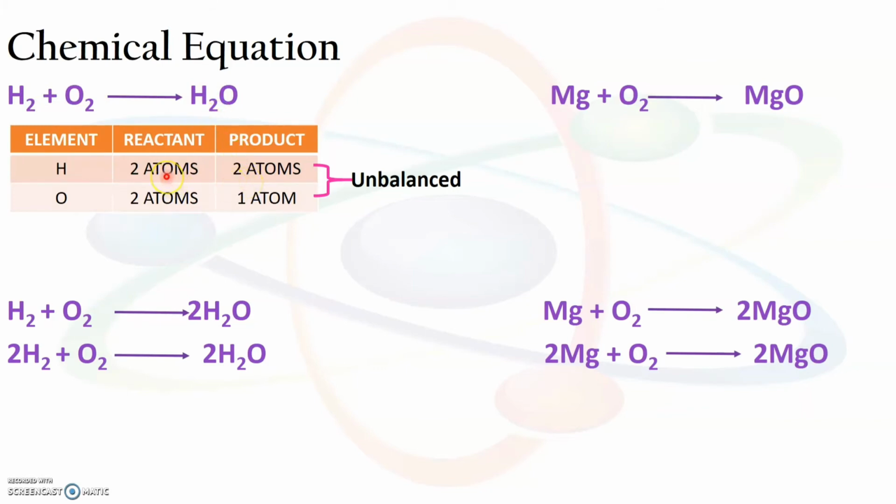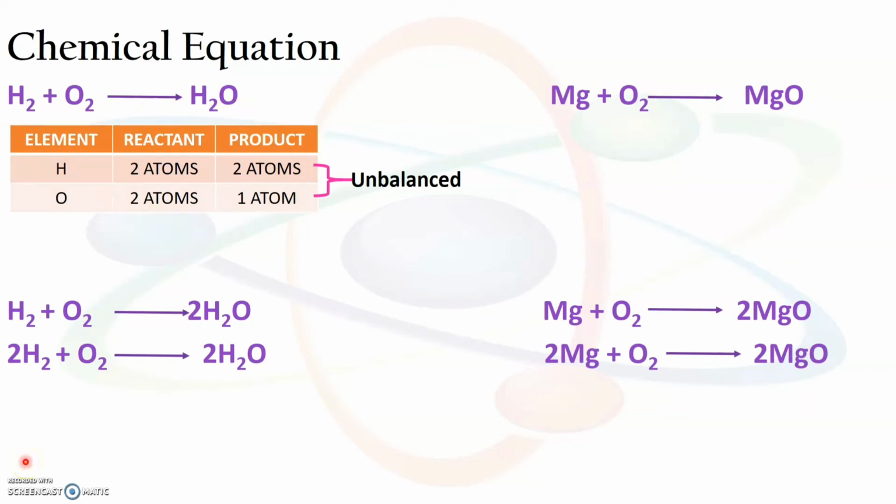So the case of hydrogen is fine. Now let us check the case of oxygen. On the reactant side, there are 2 atoms of the element oxygen, but on the product side, we see that there is only 1 atom of the element oxygen. So here we see that the number of atoms of the element oxygen on the reactant side and the product side are different. Therefore, we say that this chemical equation is an unbalanced chemical equation.